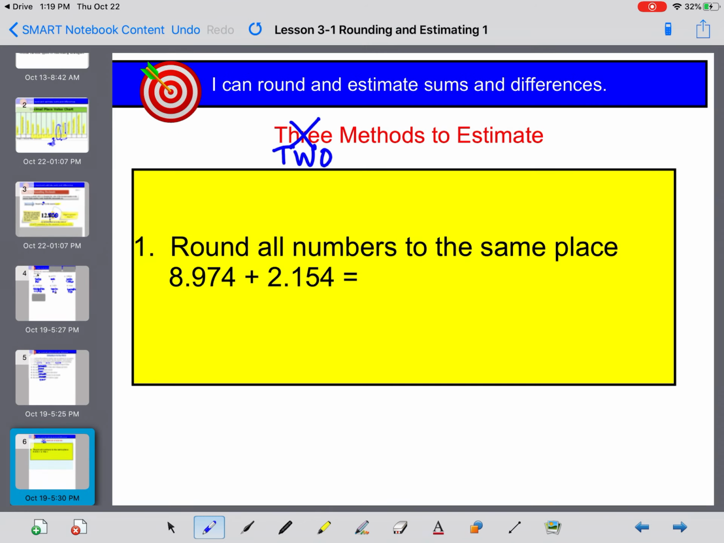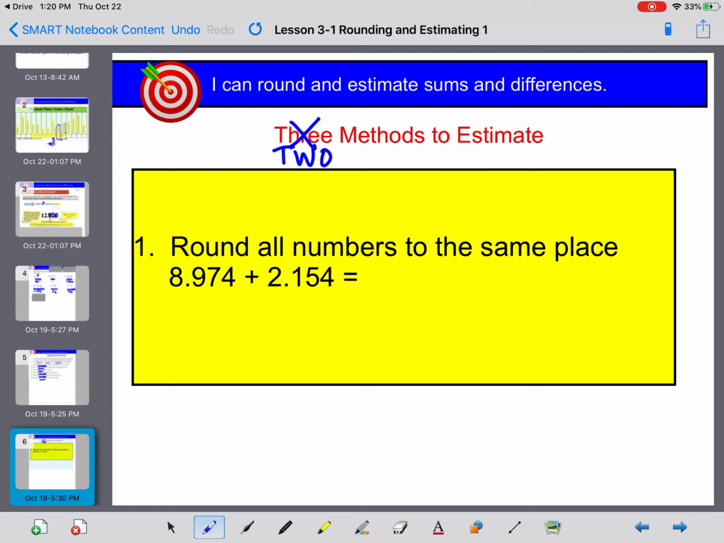All right, we are going to learn 2 methods to estimate. Originally, we were going to learn 3, and there are 3 in your textbook. But one of the methods is not used very often at all. In fact, I don't think I've ever used it outside of math class. And it's also not a 7th grade standard. So we are going to stick to the 2 methods that really matter.